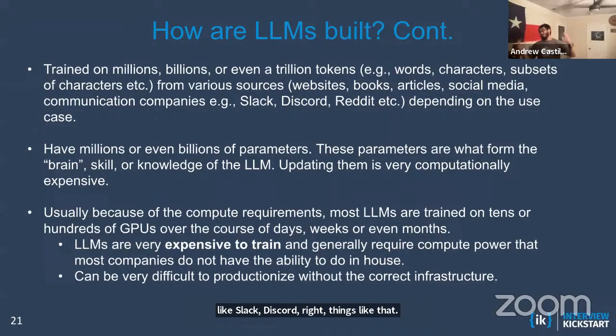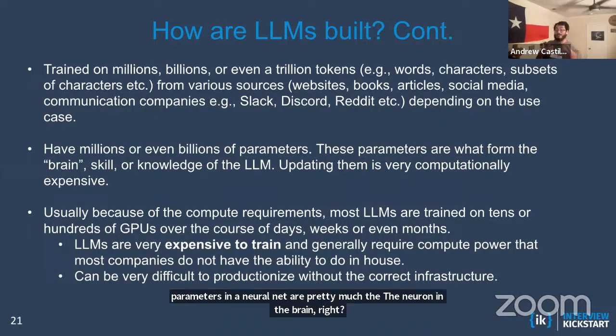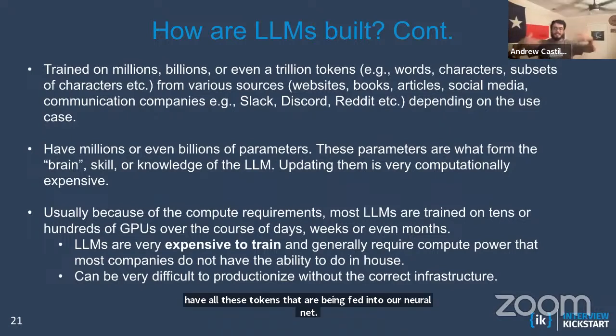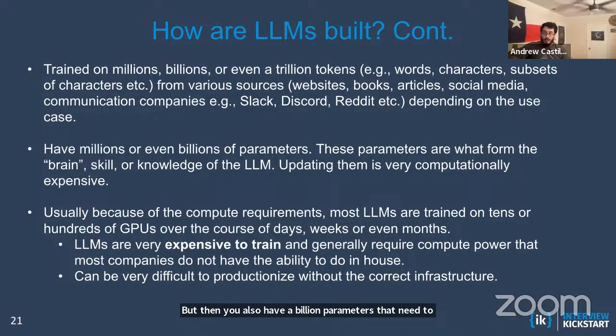And moreover, in these neural network architectures, there are billions of parameters. Remember, the parameters in a neural net are pretty much the neurons in the brain. It's how these models can understand information. So you have all these tokens being fed into our neural net, but then you also have billions of parameters that need to be updated. That's huge. That is humongous. We need to update the brain with a skill with these parameters, which is really important.